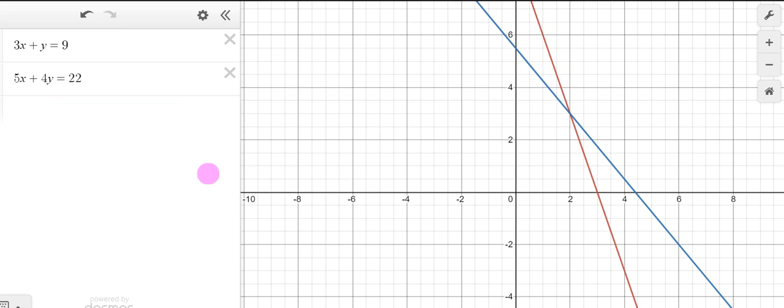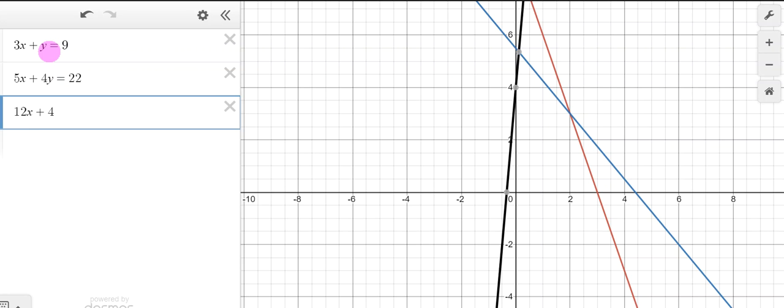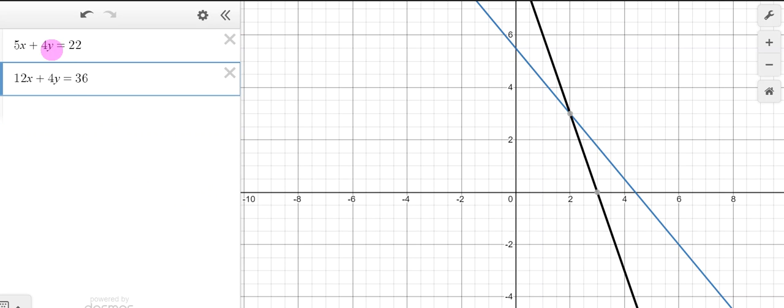So there is something else we can do instead. How about multiplying instead? I multiply this one, look, what do I get? 12x's plus 4y's equals 36. And look, I still get the same answer. And now I can just forget about that one. And how does that help me? I now can get rid of the y's.